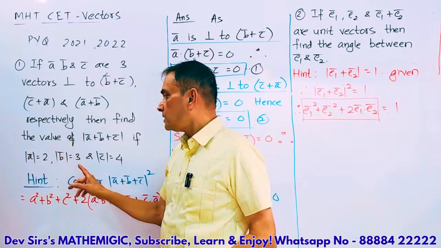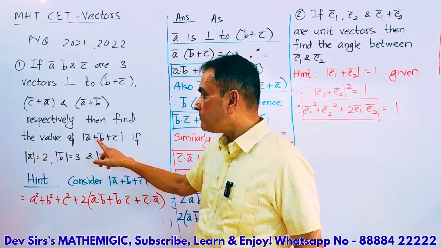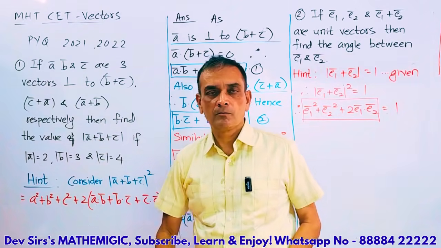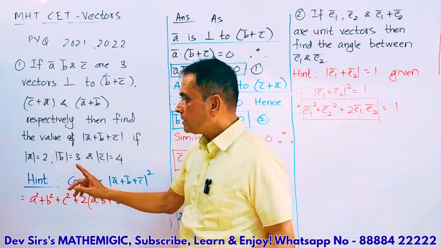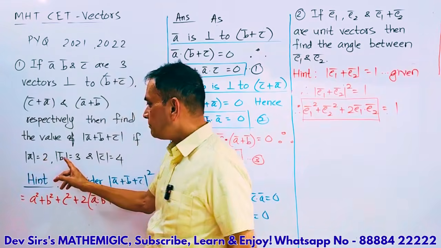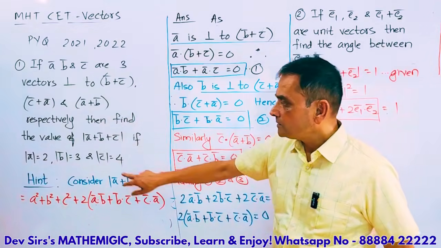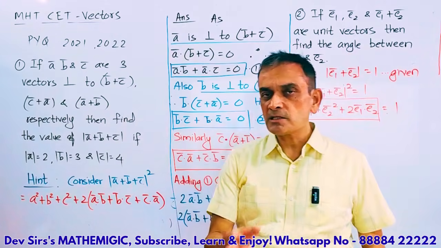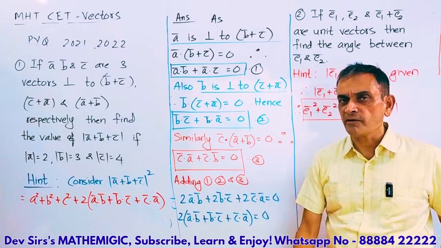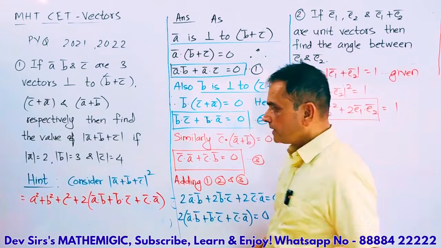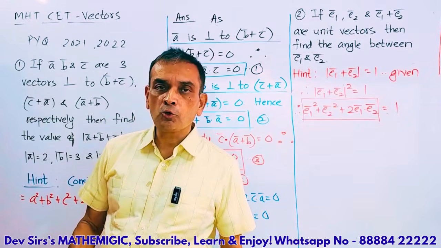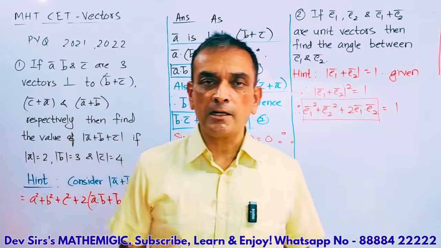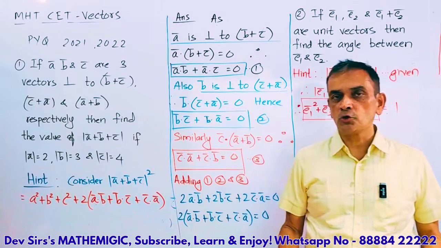Okay? ये दिया हुआ है. Find the value of magnitude of A bar plus B bar plus C bar, if magnitude of A bar is 2, magnitude of B bar is 3, this symbol is magnitude, magnitude of C bar is 4. Magnitude means number associated or length of that vector, you can say. Okay. Now there are two very important things and two very important formulae that you should know.